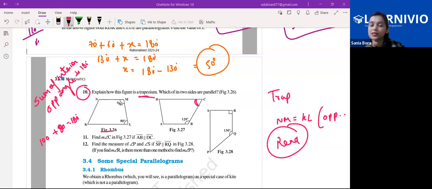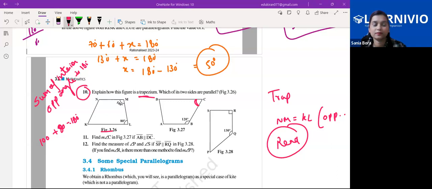How to find this? The same property, ma'am. This is a trapezium, right? The property: sum of opposite angles is supplementary. So 120 plus angle C equals 180, right? So you can find the angle.